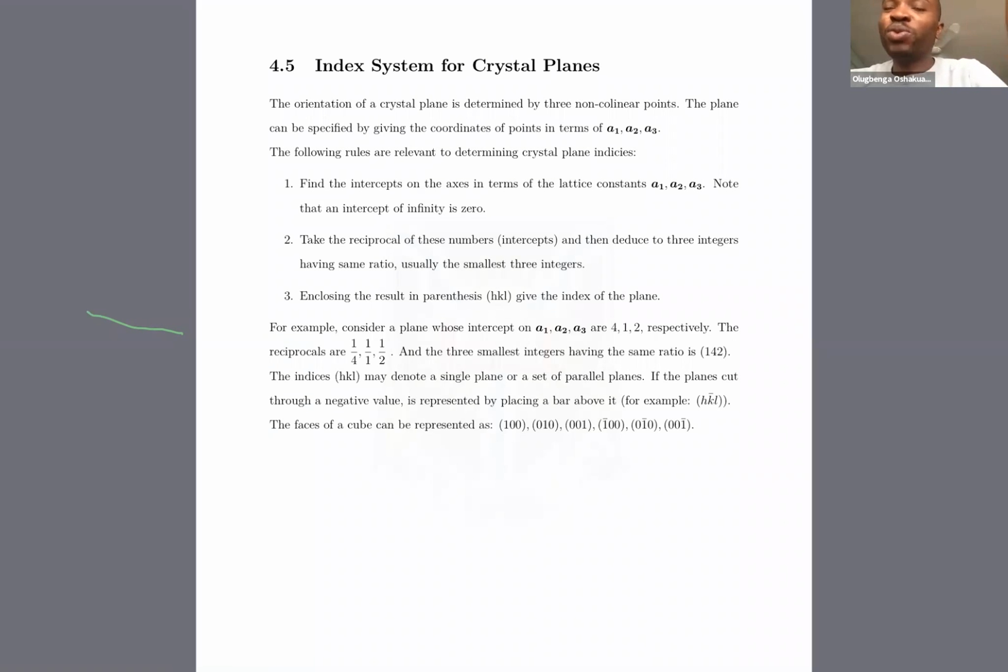And how do we describe a plane? A plane is a plane.